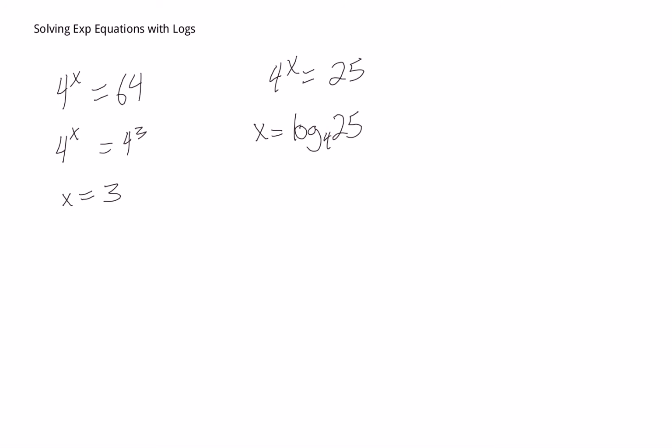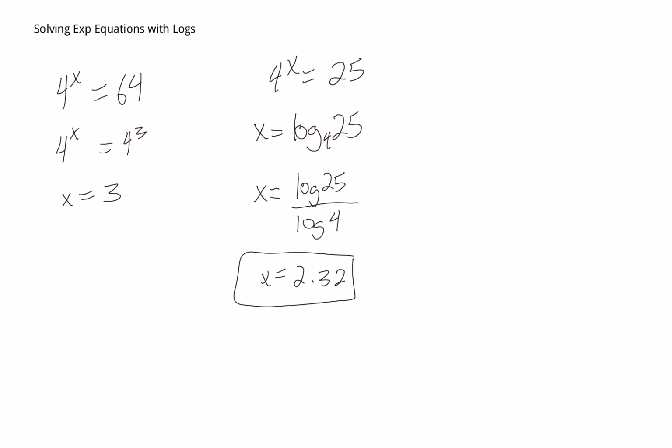And we know that we can actually do this on our calculator, right? We can't put in log base 4, but what we can do is go log 25 divided by log 4. So on our calculator, if we type that in, log 25 divided by log 4, we get an answer of 2.32. And we can always go back and check that, so you could go 4 to the power of 2.32 on your calculator, and that will give us the answer of 25. So we know we've done it right.